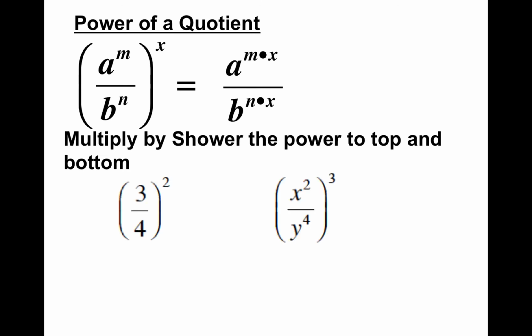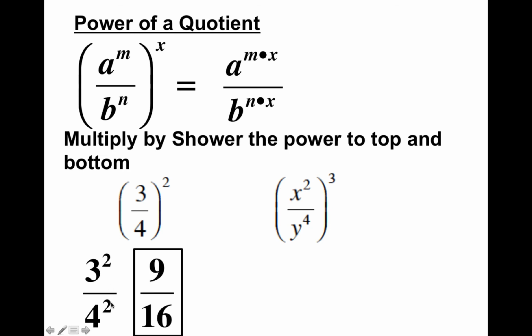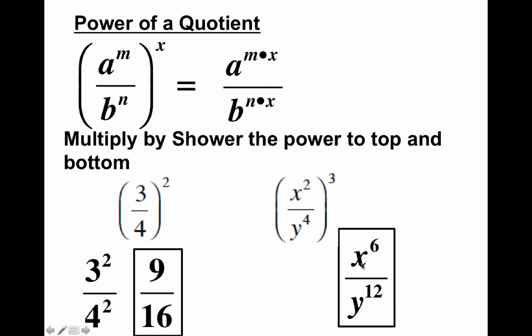So in our examples, this 2 is going to shower to both of the top and the bottom of the fraction. So it's going to become 3 squared over 4 squared. And then that simplifies. 3 squared is 9 and 4 squared is 16. Over here, when we shower the power, you're going to multiply the exponents. So it's going to become x to the 2 times 3 over y to the 4 times 3. So it's x to the 6th, y to the 12th.